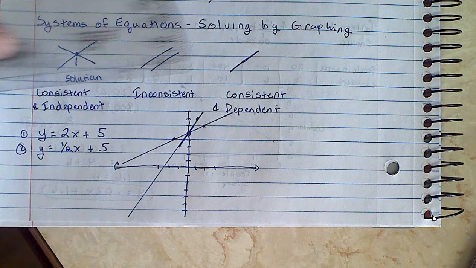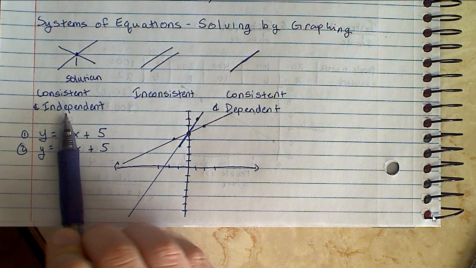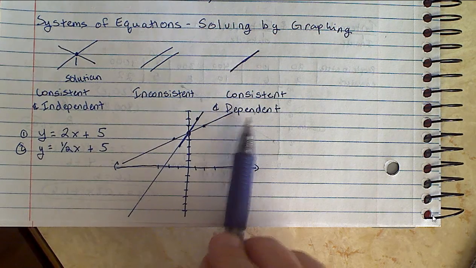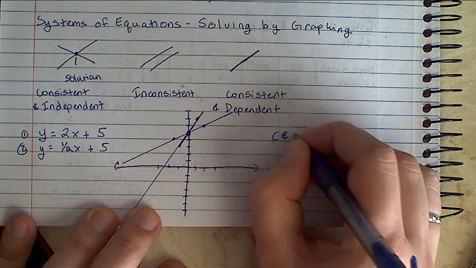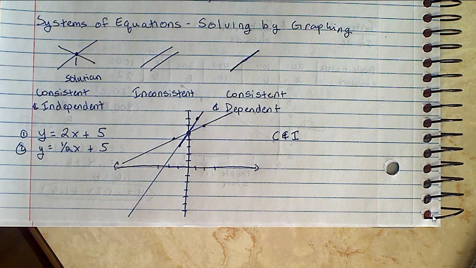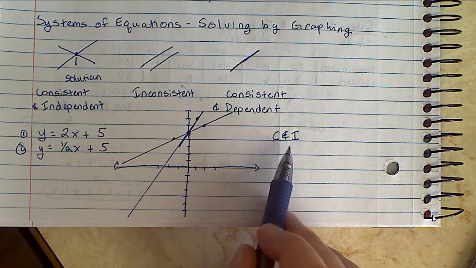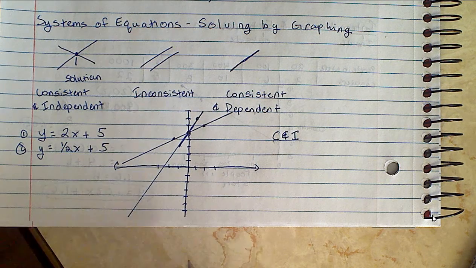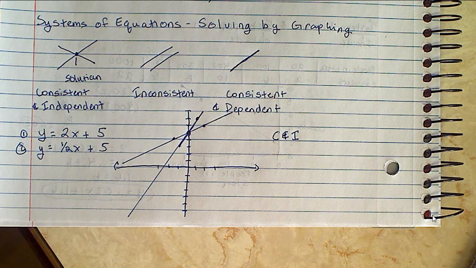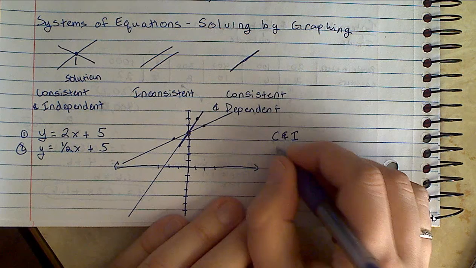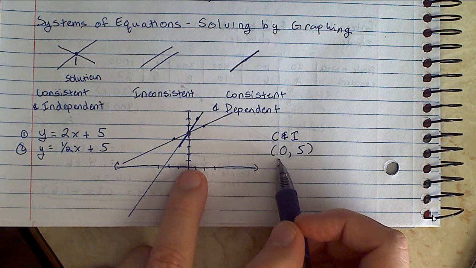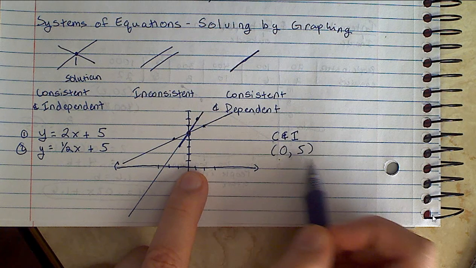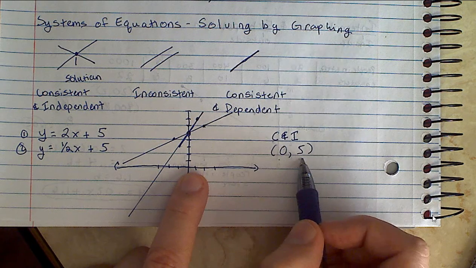Now, are these two lines consistent and independent, inconsistent, or consistent and dependent? They're consistent and independent, so I'm going to abbreviate that as C and I. Now, since they're consistent and independent and I have a solution, what is the point? What is the one point where the two intersect? I need to have an x comma y point. 0, comma 5. So x is 0 because I don't go left or right any, and y is 5. So it's 0, 5, right?